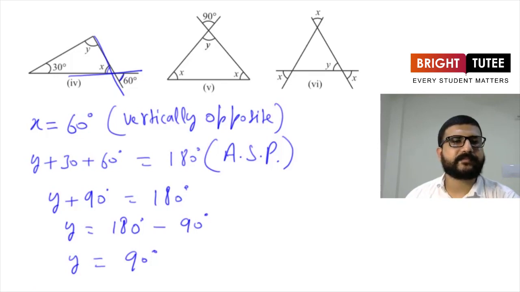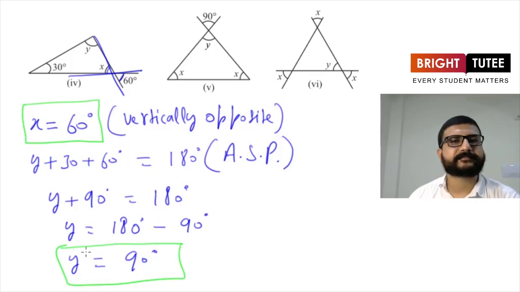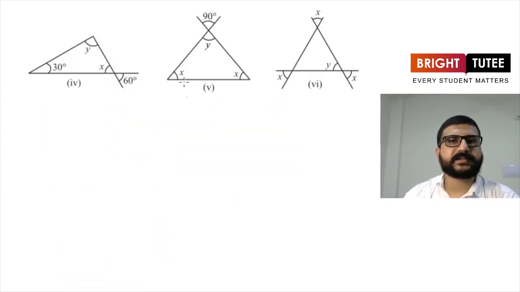So, therefore, we got the values of both the unknowns. x is 60 degrees and y is 90 degrees. Now, let's see the next part of the question. Here also we have to find the values of x and y. First, let's try to find the value of y.